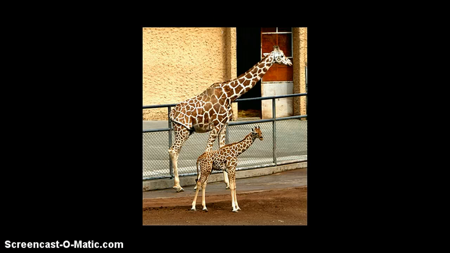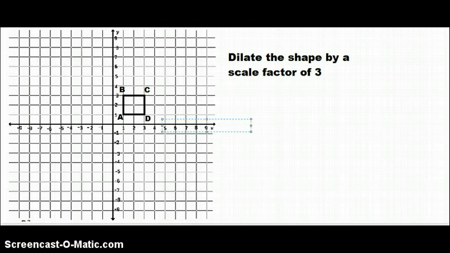We don't know the scale factor, but we could say that the smaller giraffe is a dilation of the larger one. Or if we want to, we could say the original and the bigger one is a dilation of the smaller one. Now let's look at how we could use dilation on a graph.